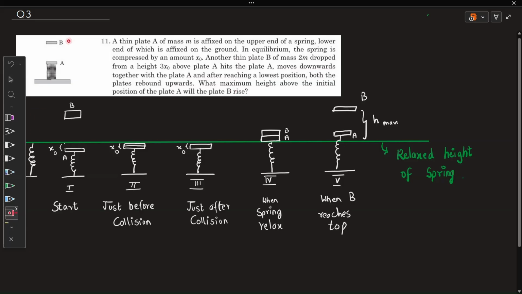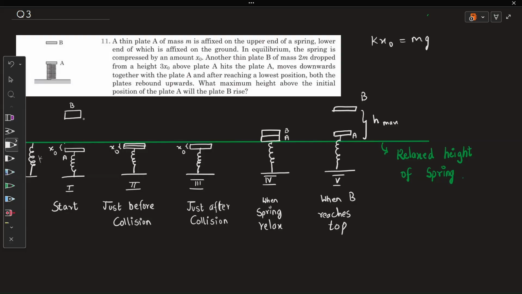So here the plate B's mass is 2m and plate A's mass is m. Initially the thing is fixed, okay? This is compressed by x naught. So I have represented this in a beautiful diagram over here. This is the natural length, that is the relaxed height of the spring. Now what happens after placing A and fixing it, it goes down a distance of x naught. So from this what you can conclude is, let's assume the spring constant as k. So kx naught is nothing but mg, because A is at rest now, in equilibrium.